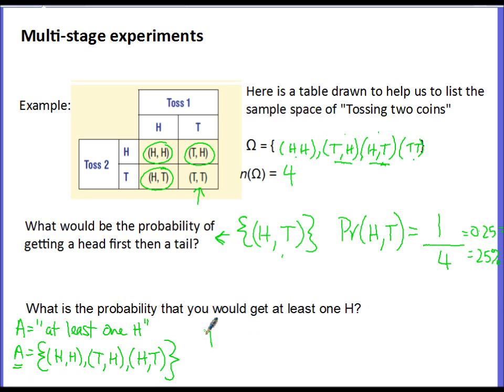So we'd say the probability of A is equal to the number of outcomes in my event, which is 3, divided by the number of outcomes in my sample space up here, which is 4. So the probability of tossing 2 coins and getting at least 1 H is 3 over 4, or 0.75, or 75%.